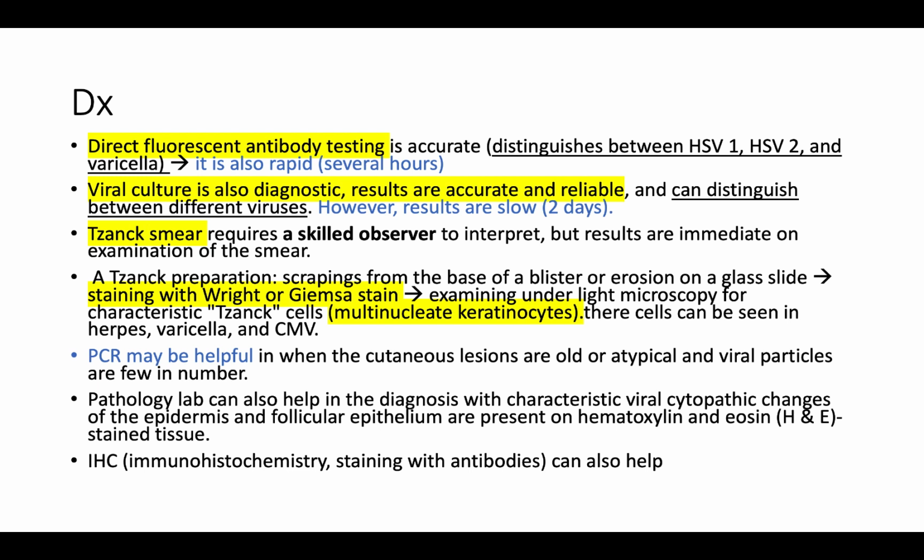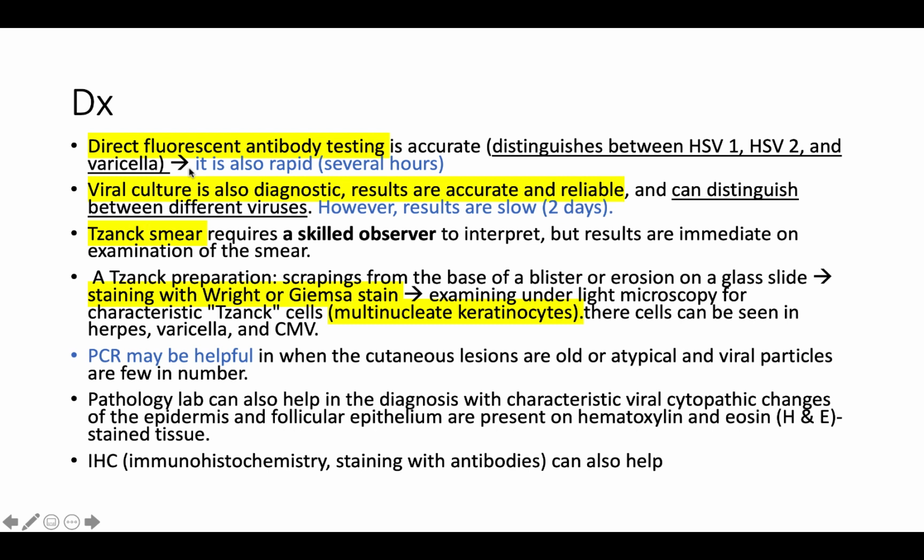So what is the preparation? It's a Giemsa stain of the blister or erosion on a glass slide. But this is basically what it is. It doesn't tell you that this is HSV. It just tells you it's a virus, because viral illnesses will produce these multinucleated giant cells.